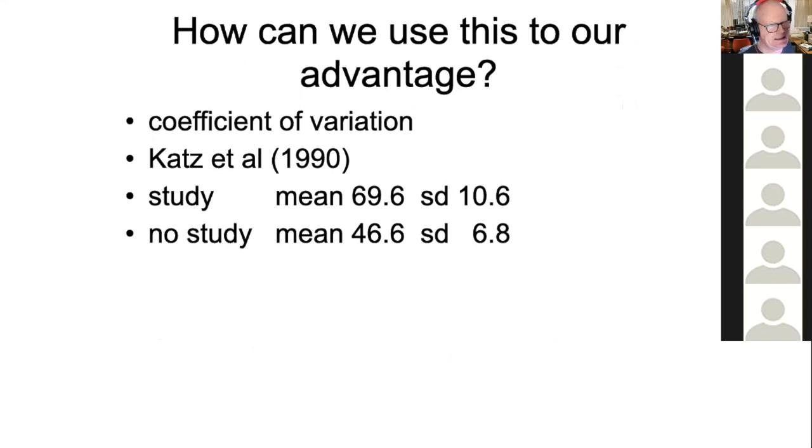One group studies and gets a percentage of 69.6. This is on, I think, an intro physics test, but I may be misremembering this. And their standard deviation is 10.6. Another group doesn't study, and their mean is 46.6 with a standard deviation of 6.8. Okay? You good? Okay.